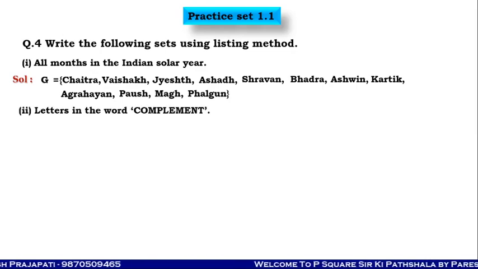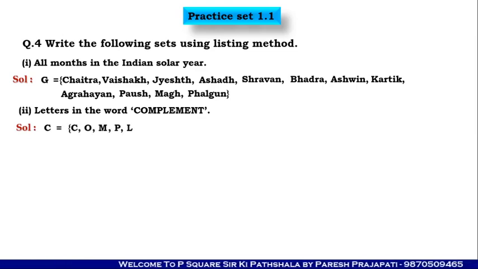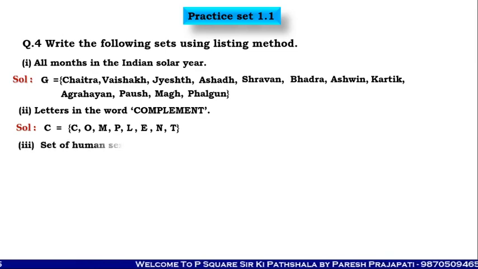Letters in the word complement. We have to write only the letters from this word. Remember, we have to write down the letters only once. Those letters which are going to repeat, we will not write. So the letters are C, O, M, P, L, E. Now you can see that M and E are repeated, so we will not write them. We will write directly N and T. So this is how we have to write the elements.